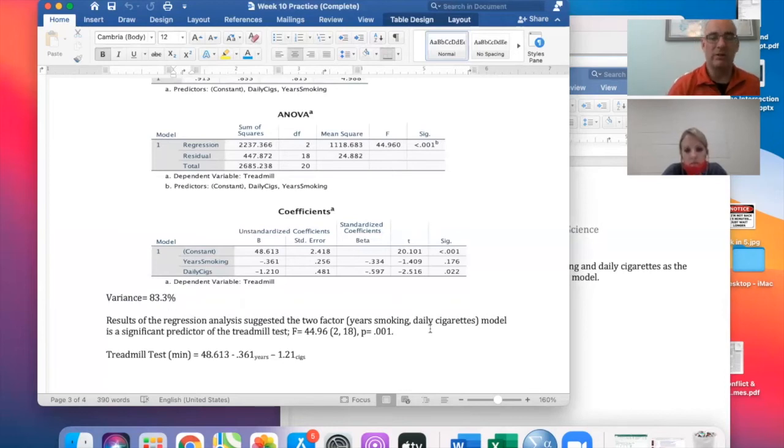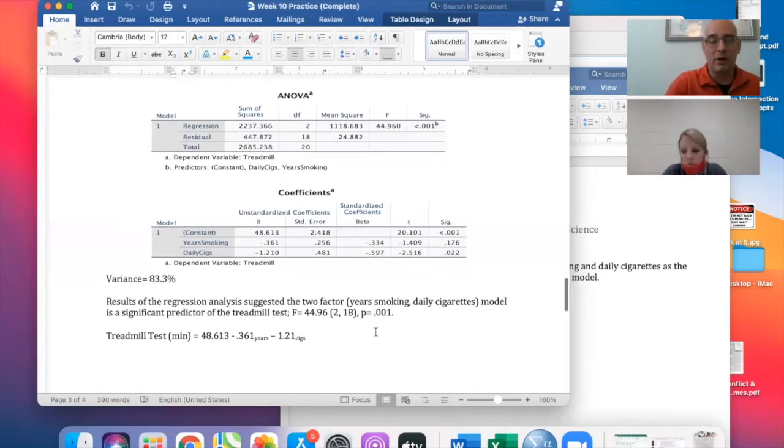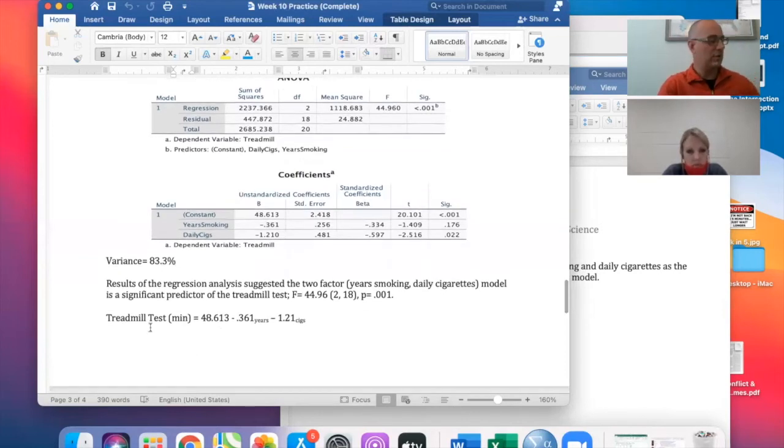We could have also looked that up in an F table if we knew our F value, our degrees of freedom of 2 and 18, and an alpha of 0.05, but we don't need to look it up because P is so small. As long as that P value is smaller than our alpha level, we don't have to look that up in a table. And then the final part would ask us to write the regression equation.